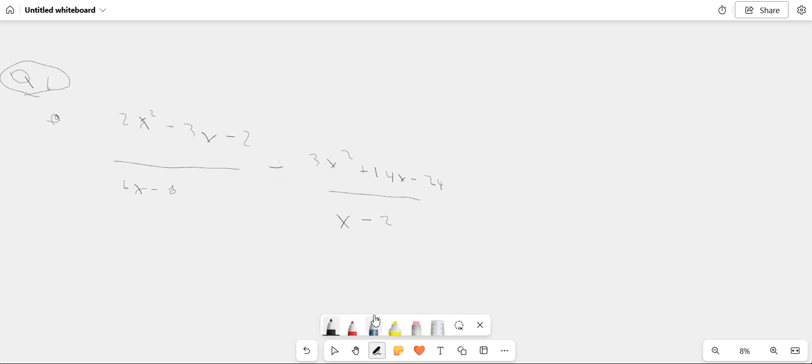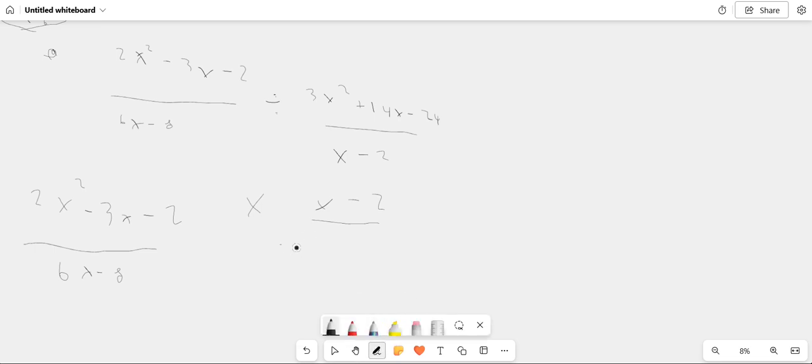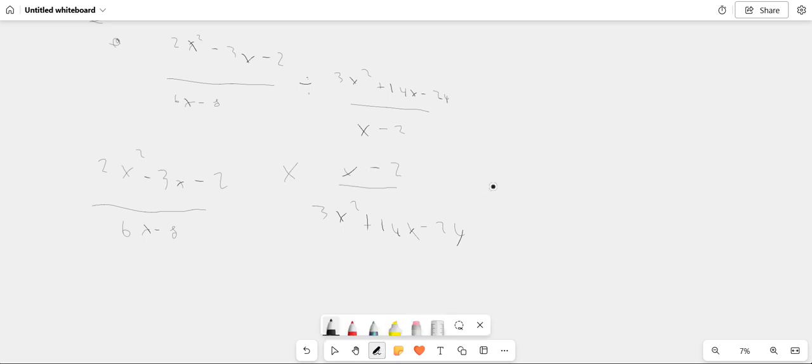Okay, cool. Now let's see how we factorise this here. So obviously put that into the divide into the x here, times. So 2x squared here minus 3x minus 2 over 6x minus 8, times by x minus 2 here over, flip it here, so 3x squared plus 14x here minus 24 here. Alright, cool. And now what you want to do here is obviously factorise this one here.